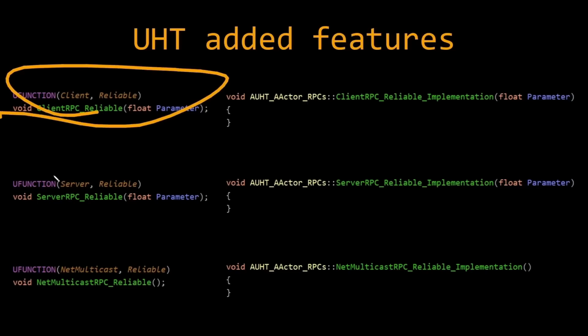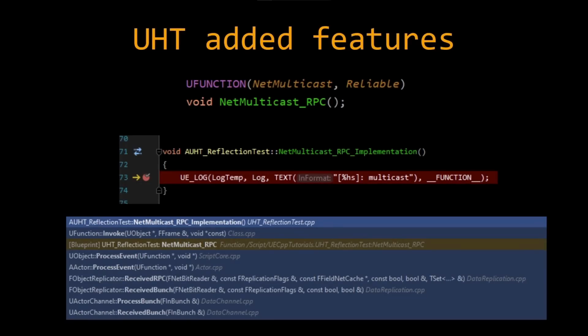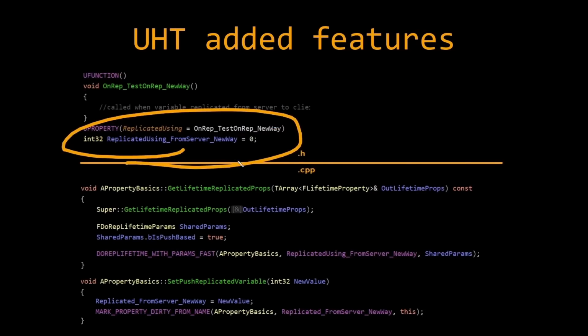We have things like RPCs that execute on the client, or it executes on the server, or it executes everywhere. And these functions get mapped to these underscore implementation functions. And it all seems rather automatic and magical if you're just writing the code. But if you drop a breakpoint here, you can see that there's a lot going on here. So something has worked its magic here to make this work. And it also adds features like an onRep callback for when this variable replicates down from a server.